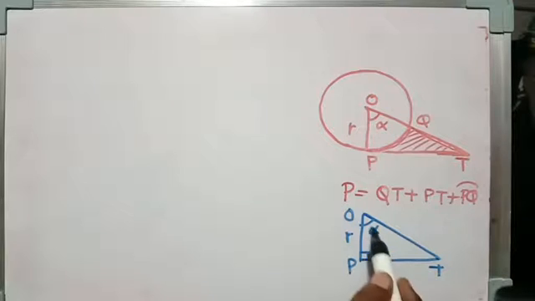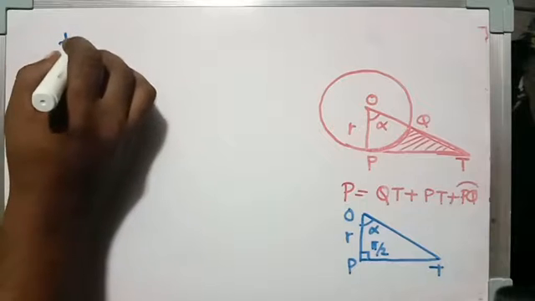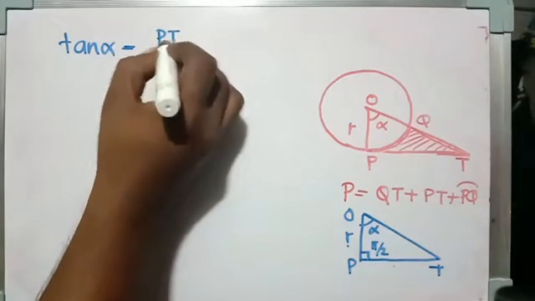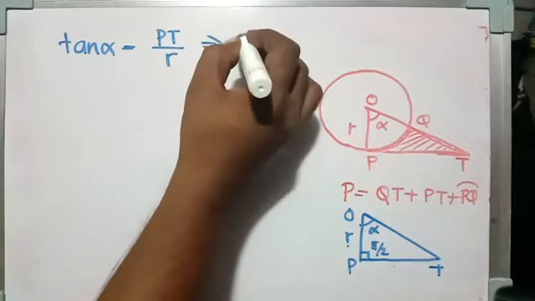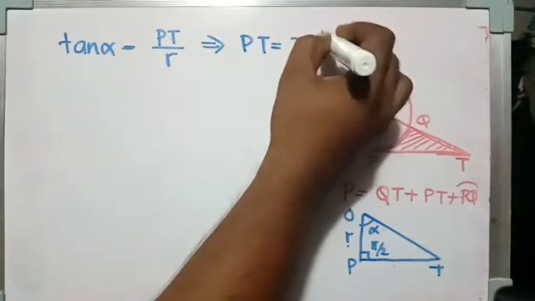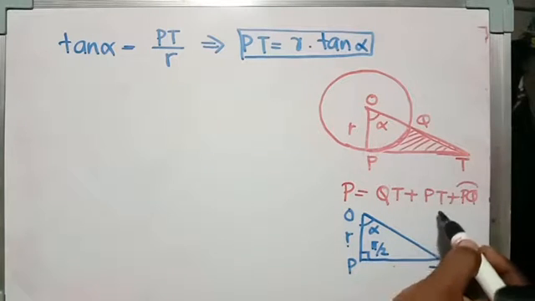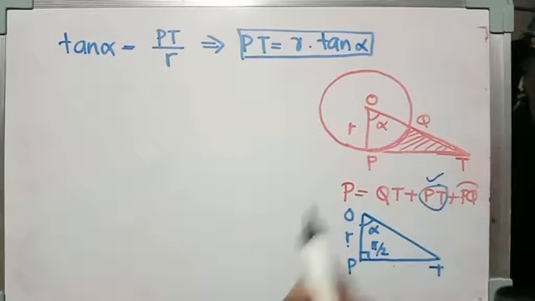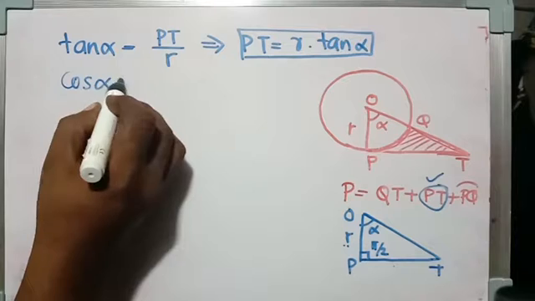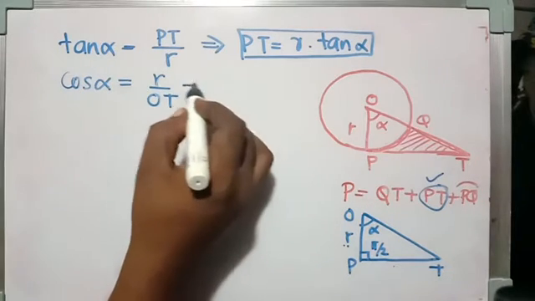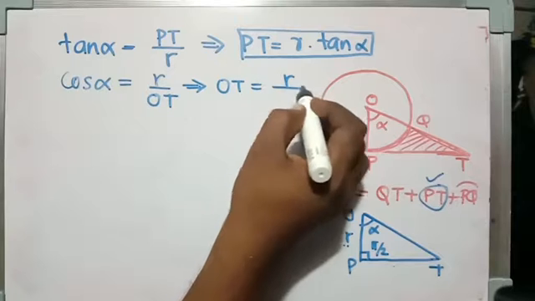To find PT, we can use tan alpha, which is the opposite side divided by the adjacent side, equal to PT divided by R. When you cross multiply, we get PT is equal to R into tan alpha. This is the value for PT. Now let's find OT. OT is the hypotenuse and we know the adjacent side of alpha, so we can use cos alpha, which is adjacent side divided by hypotenuse. From this we get OT as R by cos alpha.